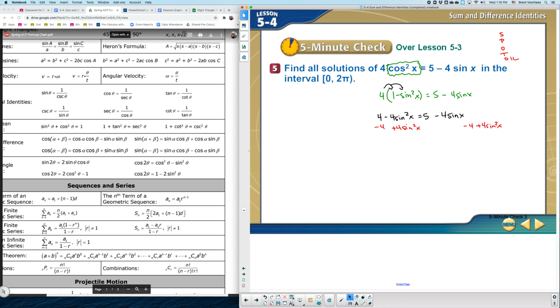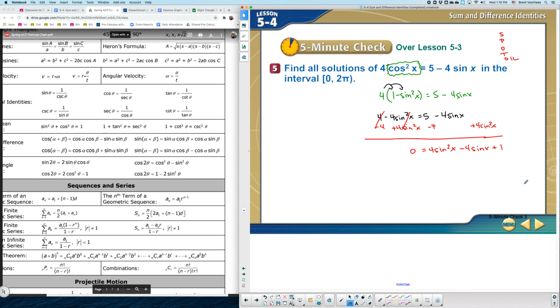Okay, I'm going to write that over here and take this over here. Okay. So that's basically what I'm going to be doing here. So let's see what happens here. And that goes away. This goes away. And I'm going to reorder it in the normal order where we have the squared terms first. So I'll have 0 equals 4 sine squared x minus 4 sine x plus 1.